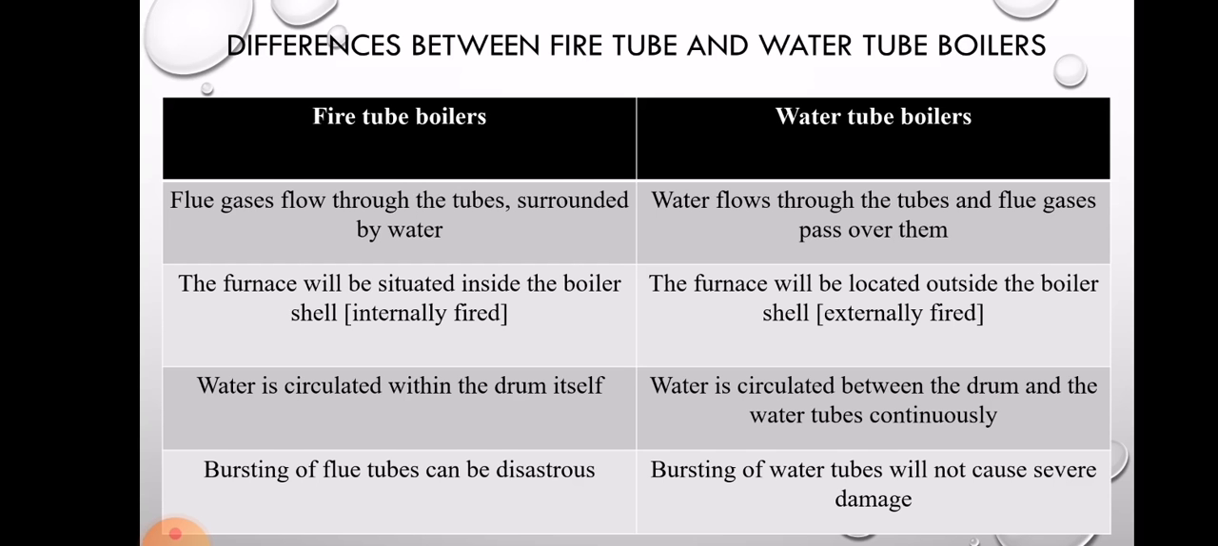Then in fire tube boilers, water is circulated within the drum itself, while in a water tube boiler, water is circulated between the drum and the water tubes continuously. Then in fire tube boilers, bursting of flue tubes can be disastrous. That is going to have a catastrophic effect, because the entire water not only will extinguish the fire, but it will also gush out, that is millions of liters of water, which can be disastrous. But bursting of water tubes will not cause severe damage.